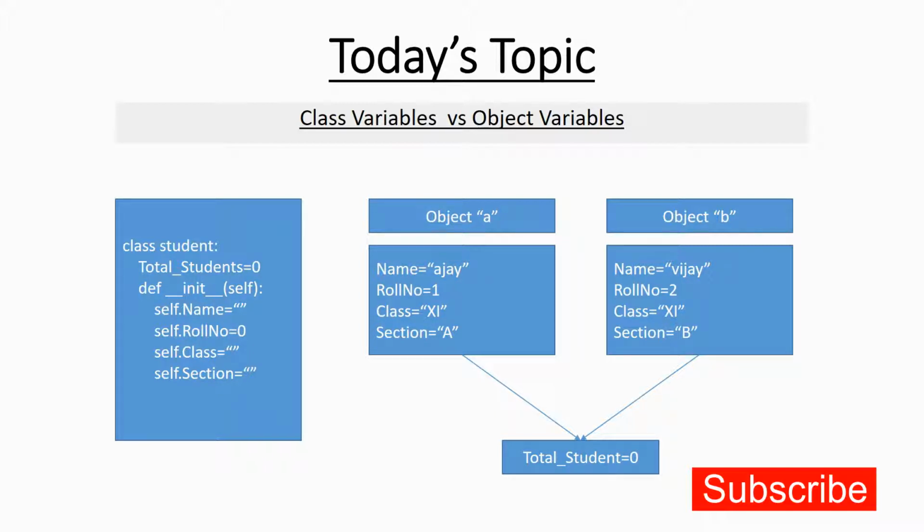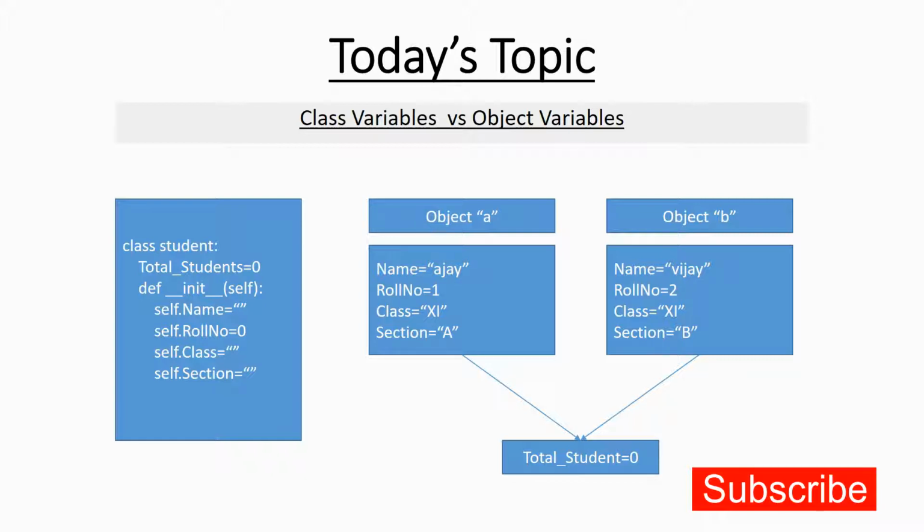Now we are going to understand the difference between class variables and object variables. In the last tutorial we just started with classes and objects, and we learned what a class is and what an object is. Once we have a class, once we define the structure in a class, we can create as many objects as we want, isn't it? This is what we learned in the last tutorial.